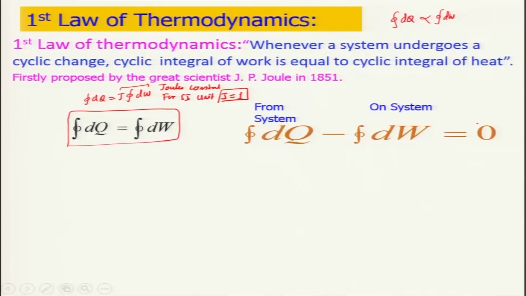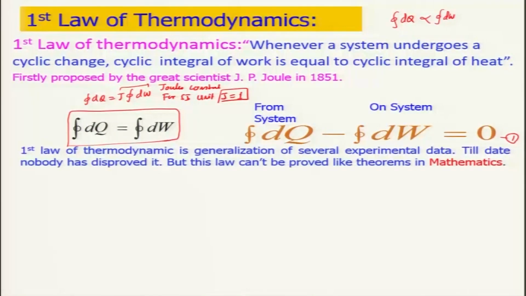There is a certain sign convention you will have to use. The work done by the system is positive and work done on the system is negative, and for heat it is just the opposite: heat transferred from the system is negative, and heat entering into the system is positive. With this sign convention you will get this equation, equation 1, and this is applicable for the cyclic process only.